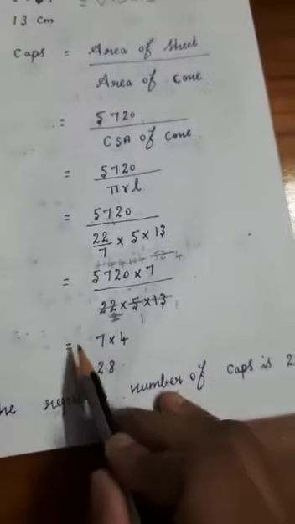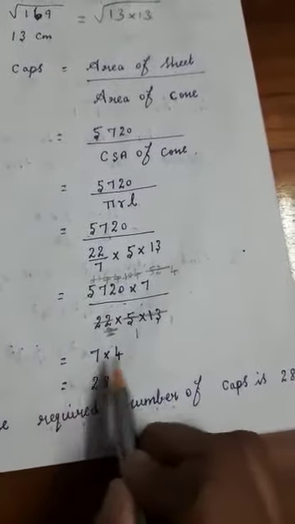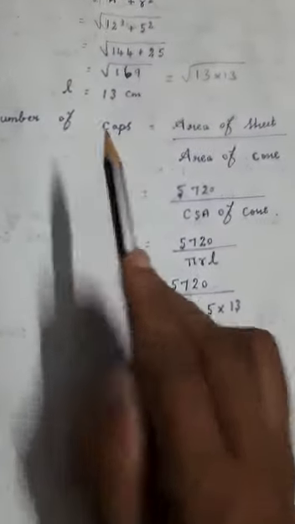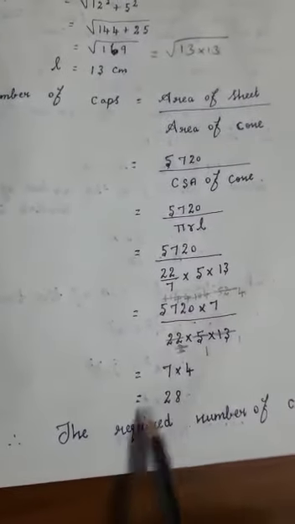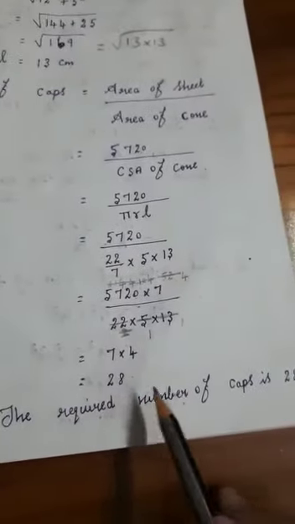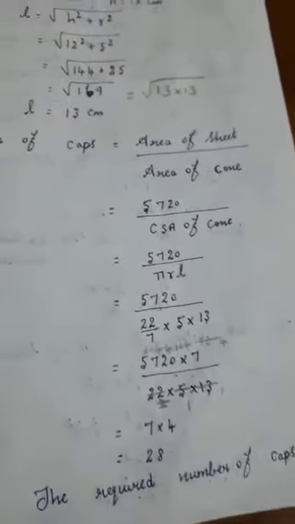So now you can write equal to 7 into 4, and 7 4s are 28. Now, how many caps can be made using this sheet of paper? 28 caps can be made. So the required number of caps is 28. That is the answer. Thank you.